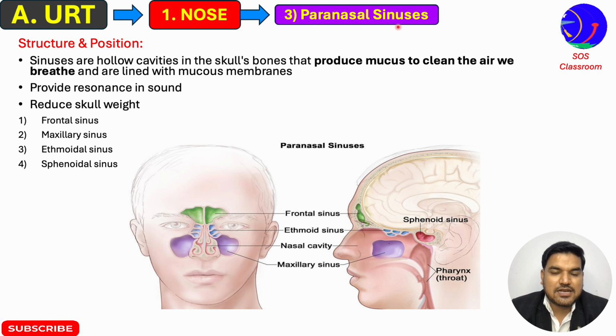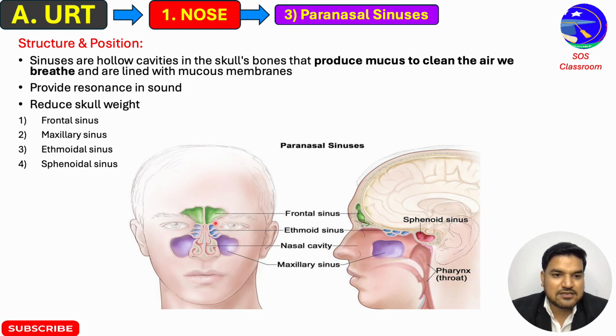Next, the third part is the paranasal sinuses. Already we discussed what sinuses mean. Sinuses means air-filled cavities present in the skull bone that are helpful to produce mucus to clean the air when we are breathing. So, air-filled cavities present in the skull bone. There are four skull bones: frontal bone, ethmoid bone, sphenoid bone, and maxillary bones.